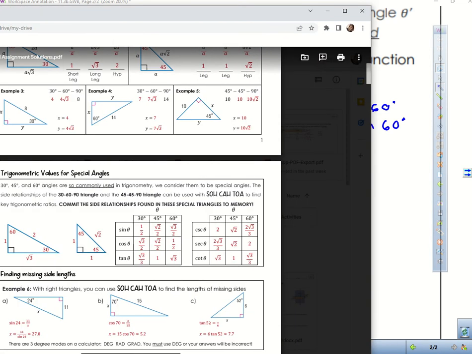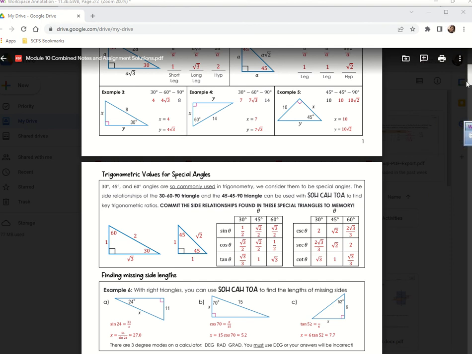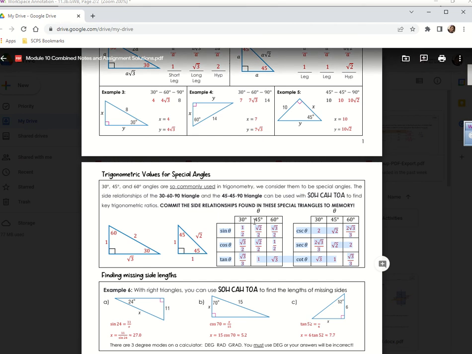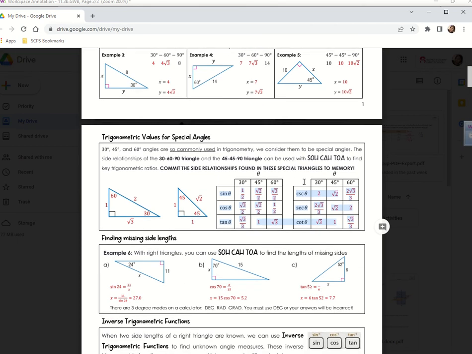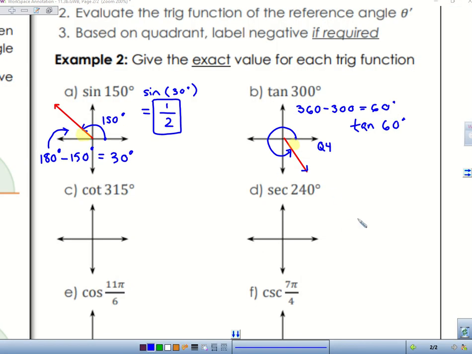So just so you understand where I'm getting the exact values from, in your 11.1 notes, right here, you guys see this little chart right here, exact values? Okay, that's where I'm getting those from. So if you're wondering where they're coming from, we've already done this. I'm not just pulling them from thin air, you guys. So, we know that tan of 60 is radical 3. So is it positive or negative here? Good, because it's in the 4th quadrant. So negative radical 3.